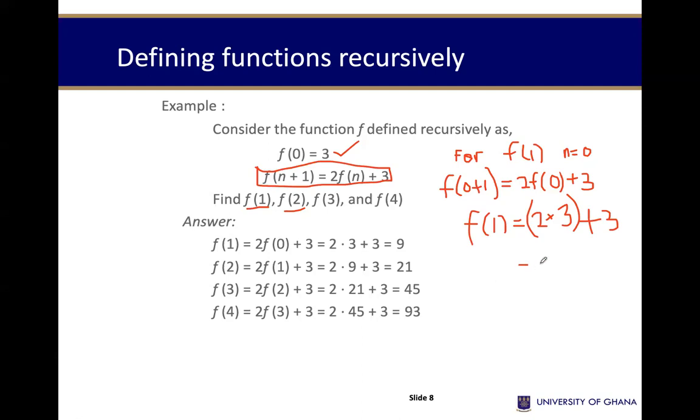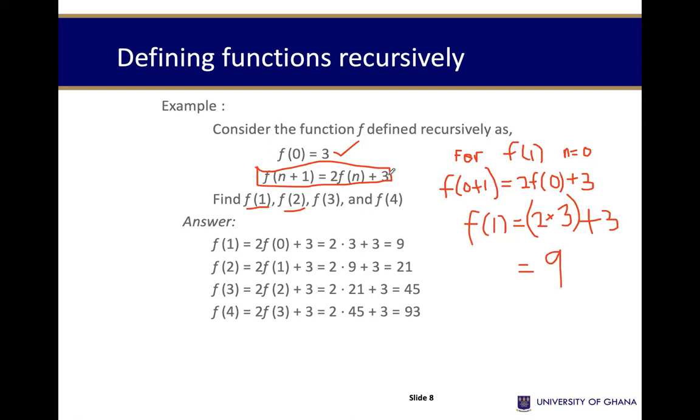So use the same approach to solve for f of 2. So to get f of 2, you need to make n is equal to 1. So that this part will be f of 1 plus 1. That'll give you f of 2 to be equal to 2f of 1 plus 3. Because I'm making n to be equal to 1.